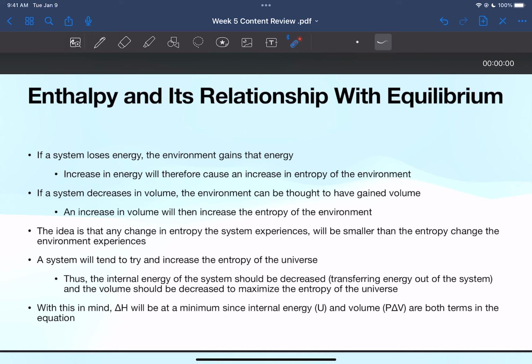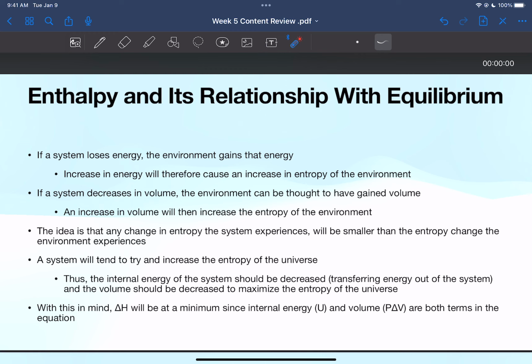So if we're trying to achieve this maximum state of entropy, and we mentioned the maximum state of entropy is at equilibrium, well, to maximize entropy, if we hold these two conditions to be true, that an increase in energy increases entropy and an increase in volume will increase the entropy, then it would only make sense that the internal energy of the system should be decreased and the volume should be decreased to maximize the entropy of the universe.